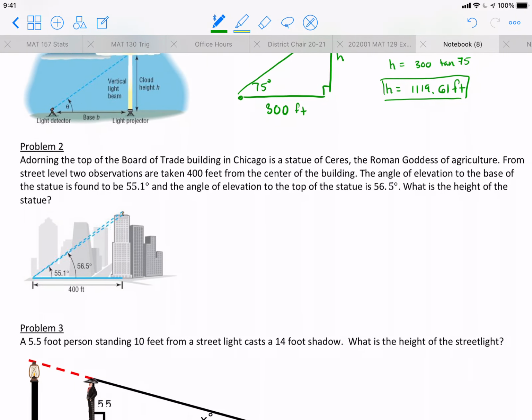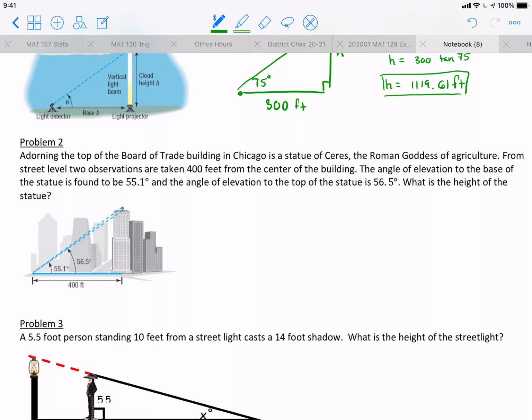Number 2, adorning the top of the Board of Trade building in Chicago is a statue of Ceres, the Roman god of agriculture. So the Board of Trade is, by the way, in Chicago. That's where they trade stock options essentially for agriculture goods. So you can buy futures and this and that on corn and soybeans and whatnot. So anyhow, we're 400 feet away, and we do 2 observations, one to the base of the statue, one to the top of the statue, and you get the 2 angles as indicated. So their question is, what is the height of the statue?